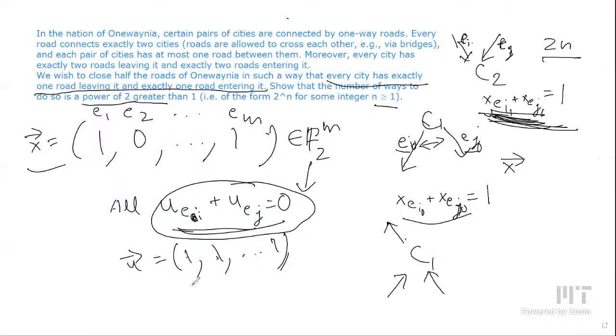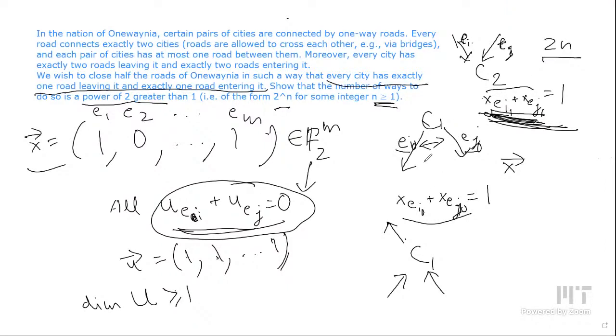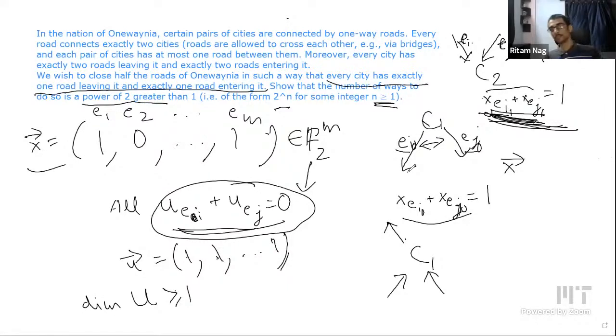So the subset u, which is the space of solutions, has dimension at least one. And at this point, we only need a specific solution to this. The dimension at least one guarantees this part, and we still need to guarantee that some solution exists. That's the only thing left. So that part you have to do graph theoretically.